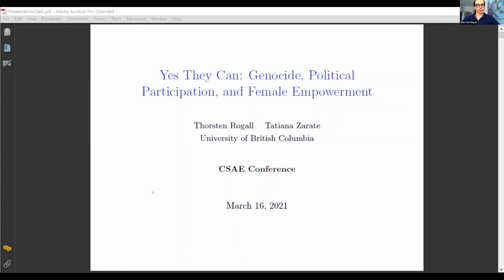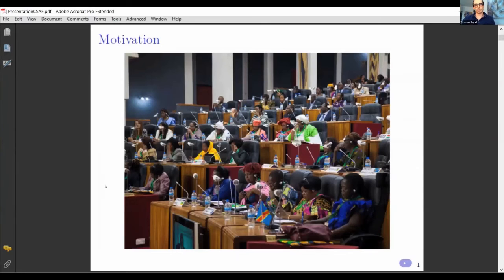To get you interested, have a look at this picture. This is a picture of the Rwanda National Parliament, recent. And you should notice two things. Number one, they're beautifully dressed. And number two, they're all women, almost all women. 67% of the members of parliament in Rwanda are female.